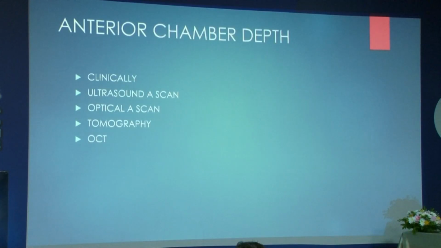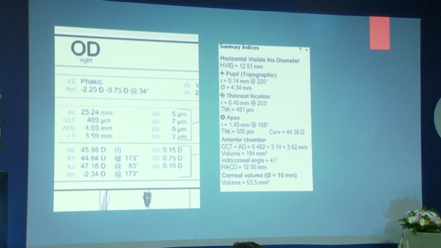Now anterior chamber depth, you can check this in various ways. Clinically is not okay. You will need to do an objective assessment. So you can get that on your ultrasound A scan, you can get that on an optical A scan, tomography or OCT. So usually if you have done an IOL Master or any optical A scan, there will be a display which shows you what the AC depth is. For example, in this case it is 4.03.